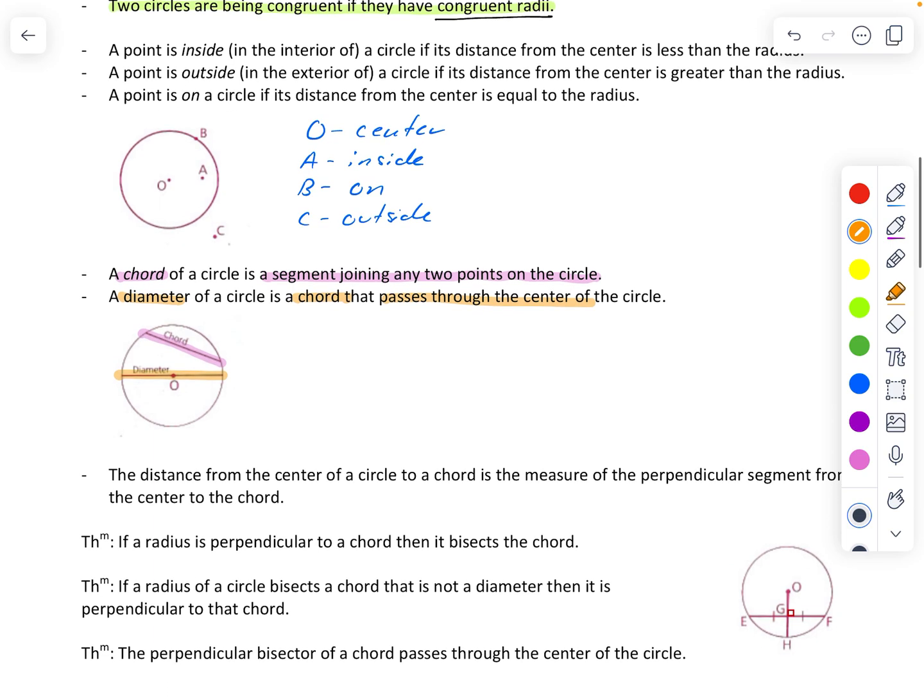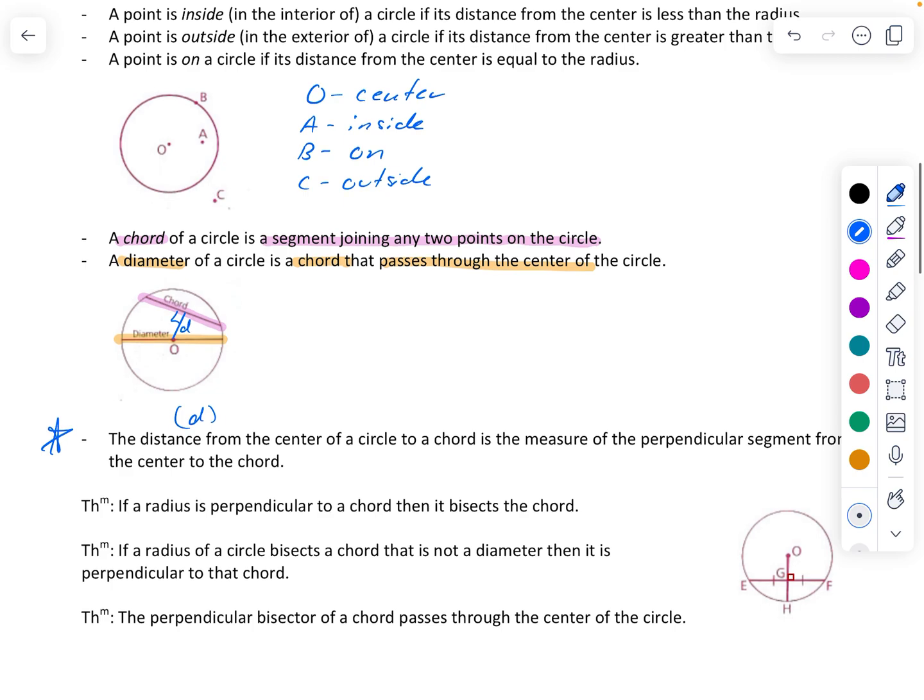All right, so the distance from the center of a circle to a chord, so this next part is kind of important that we defined. The distance from the center of a circle to a chord is the measure of the perpendicular segment from the center to the chord. So we would mark that right here. Okay, so this is perpendicular, and we'll call this D here. Okay, this would be D in our picture above.